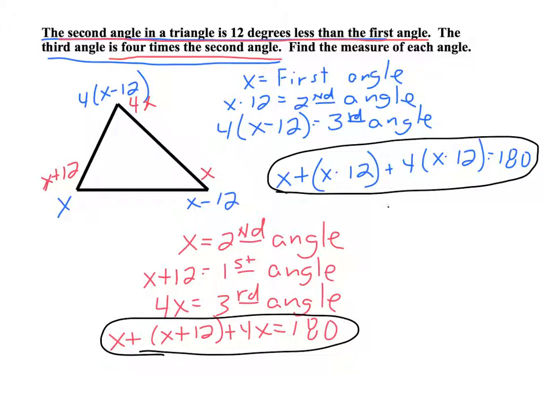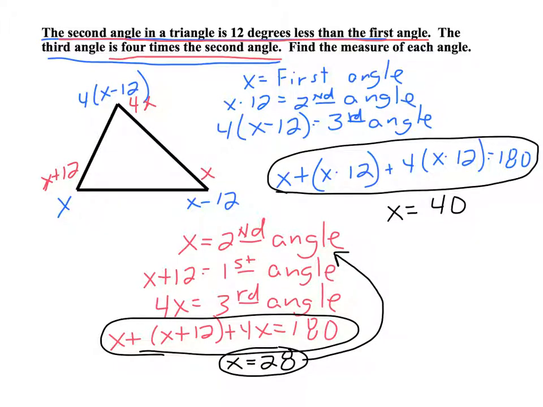If I go through and solve this algebraically, I'm not going to do the work right now, I am going to get x is equal to 40. If I go through and solve the other one, I am going to get x is equal to 28. But remember, I am talking about two different things being equal to x. In the second way I did it, x was the second angle. In the first way I did it, x was equal to the first angle.